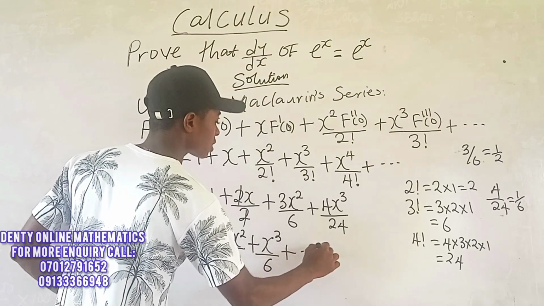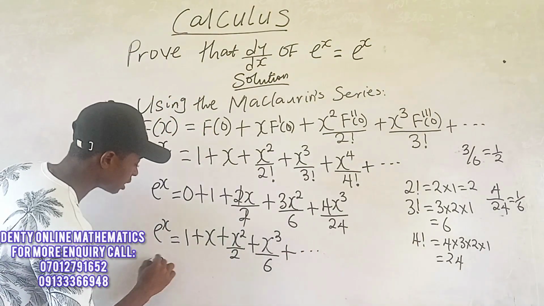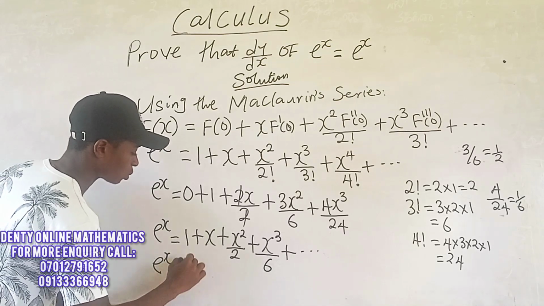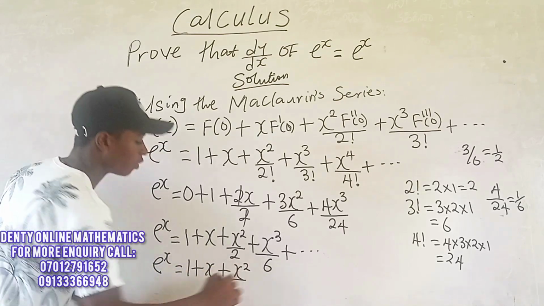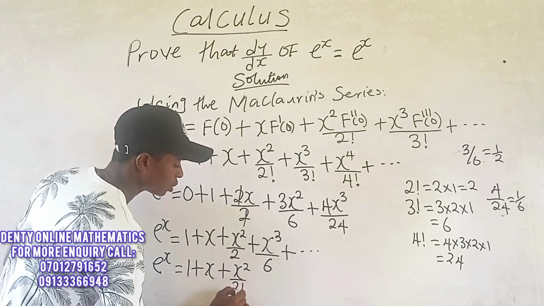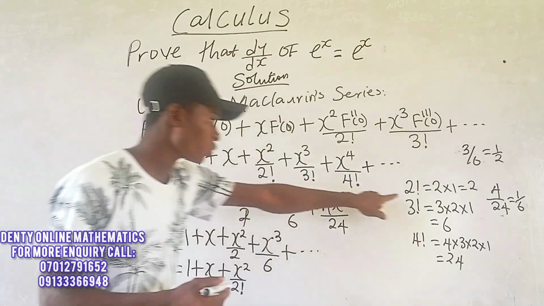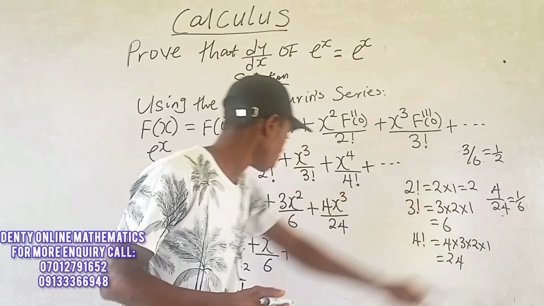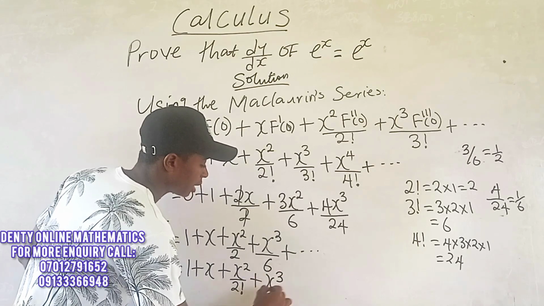Remember, the series continues. Now, this is what I want you to note. This thing is the same thing as exponential of x is equal to 1 plus x squared all over 2. Now, 2 is the same thing as 2 factorial, because 2 is the same thing as 2 times 1. Remember, I said 2 factorial is equal to 2 times 1, which is equal to 2. So 2 is equal to 2 factorial, plus x power 3 all over.